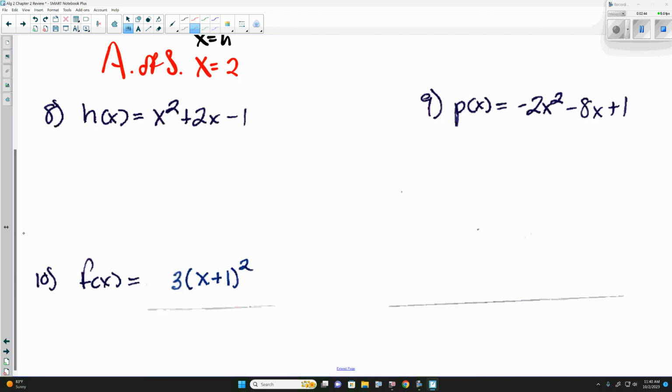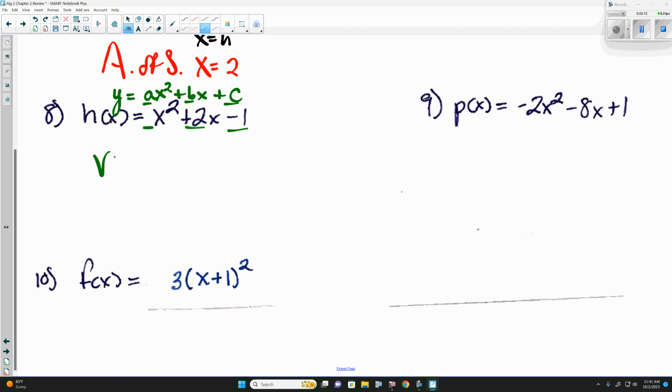8 is not in vertex form. It's what we call standard form, which matches up to our ax squared plus bx plus c. Now, a, b, and c are going to be numbers. A, b, and c will not have a variable with them. A matches up with the number in front of x squared. B is the number in front of x. And c is the last one, the one without a variable.